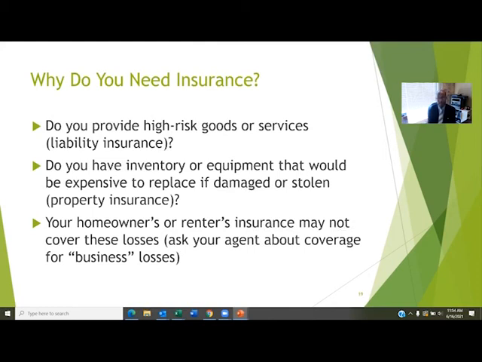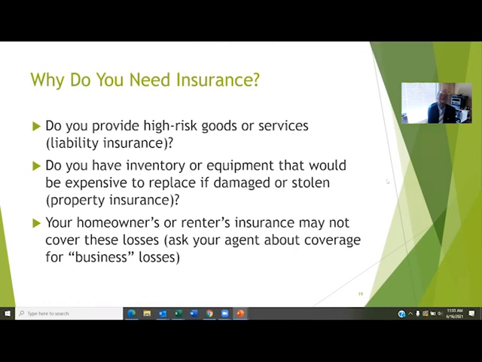It's important to note, even if you're operating out of your own home, your homeowners or renters insurance probably will not cover business losses. So even if you're a barber and you cut hair out of your house, and someone is coming to your house to get their hair cut and they slip and fall on your front steps, they're there for a business purpose, and your homeowner's insurance may not cover that. You want to make sure that you have the right insurances in place to protect yourself.